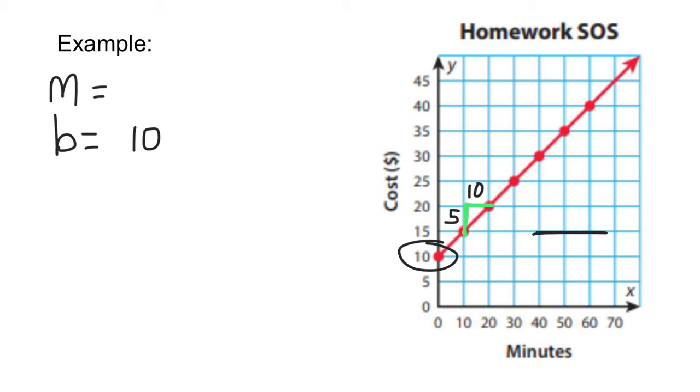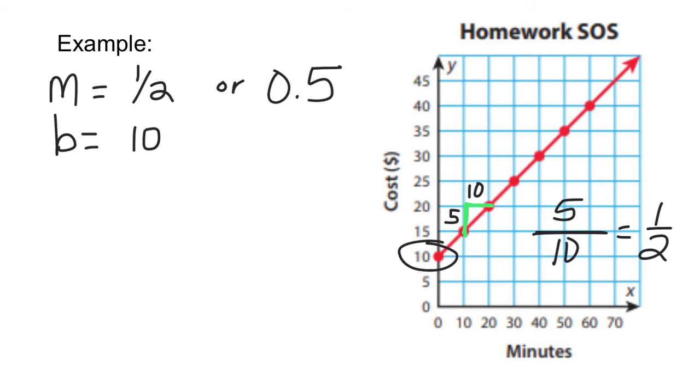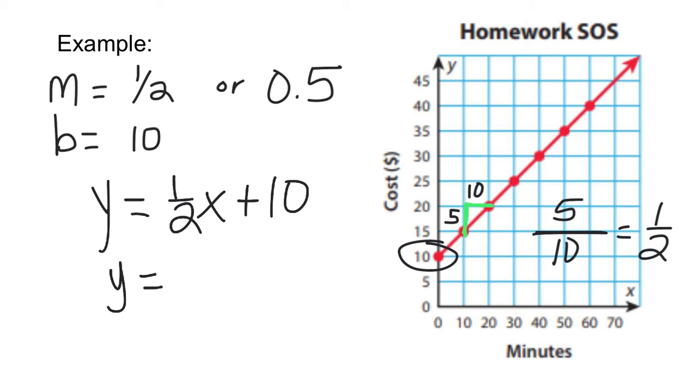So then I divide that, the rise divided by the run. So 5 divided by 10. Gives me a slope of 1/2 or 0.5. You can give it as a half or you can give it as 0.5. Either one is okay. So once I calculate my m and calculate my b, I put those together to make the equation. Y equals 1/2 x plus 10. Or y equals 0.5 x plus 10.